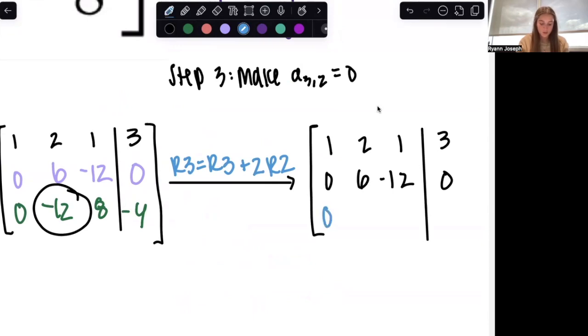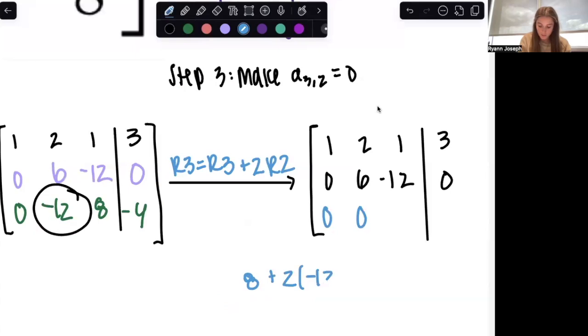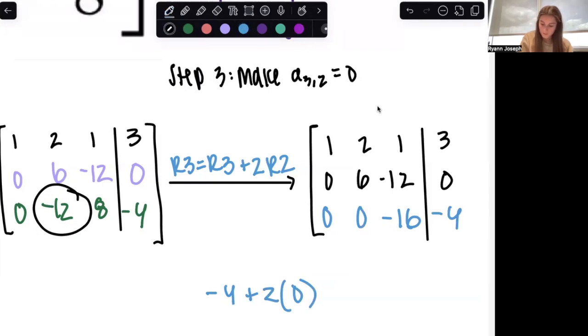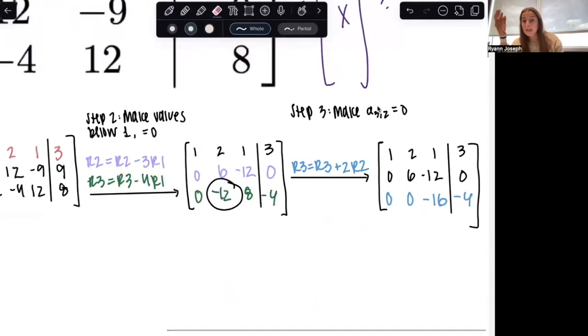The 0 stays as 0. Negative 12 plus 2 times 6 is 0. 8 plus 2 times negative 12, so 8 minus 24 is negative 16. And then I've got negative 4 plus 2 times 0, so it stays negative 4. All right, so we're making progress. We're getting closer. We're making zeros. We're trying to get to something.